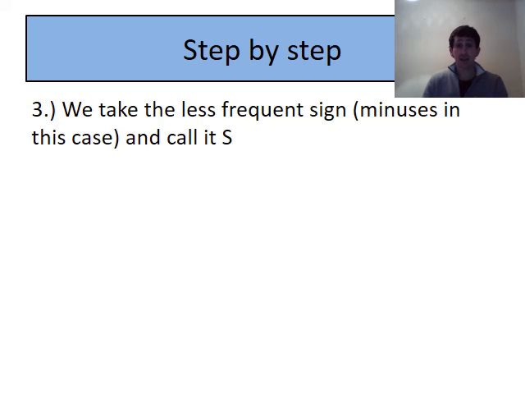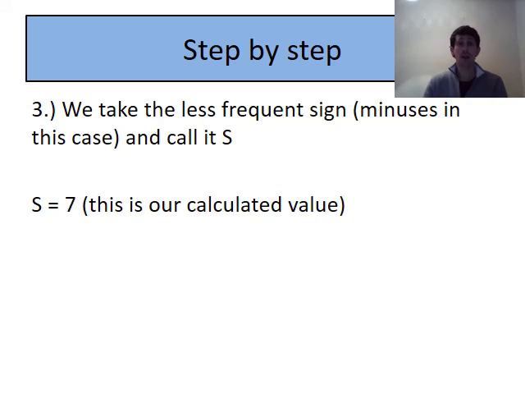So the next step is that you take the less frequent sign. So in our case, minuses were less. We only had 7 minuses, we had 13 pluses. And we call that number S. So we've got S equals 7 because we had 7 minuses, which was the least frequent. And this becomes our calculated value. Sometimes you'll have to work it out in exams, sometimes they'll give it to you.